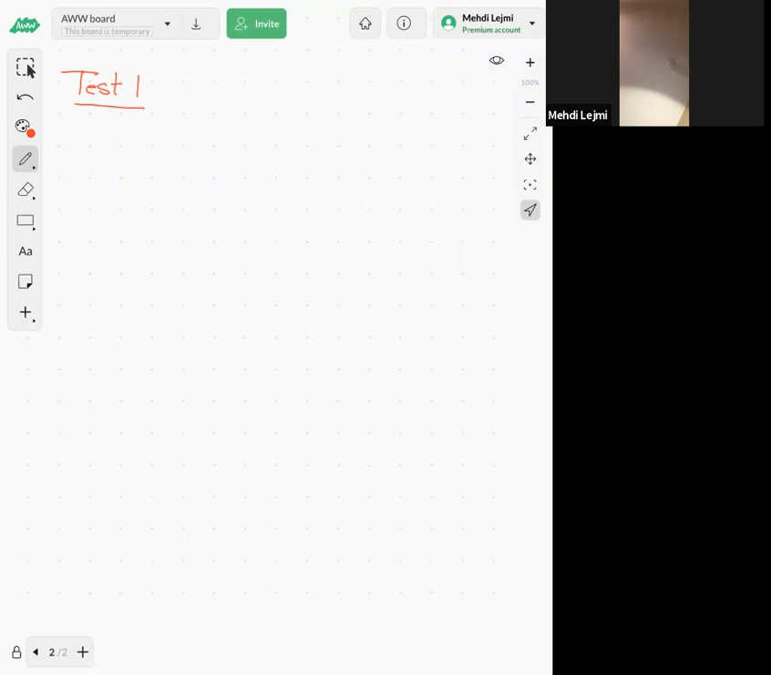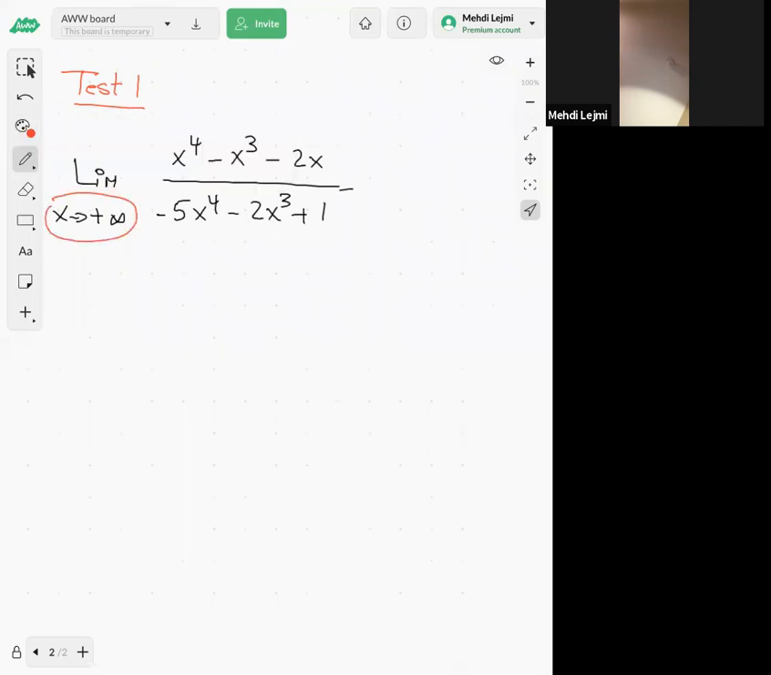But let me just remind you, for the limits, first, when you have x going to infinity, for example, let's say you want to compute the limit as x goes to positive infinity of some rational function, for example, x fourth minus x cubed minus 2x over, let's say, negative 5x fourth minus 2x cubed plus 1, right? So whenever you have x going to infinity, either plus or minus infinity, it doesn't matter, right?